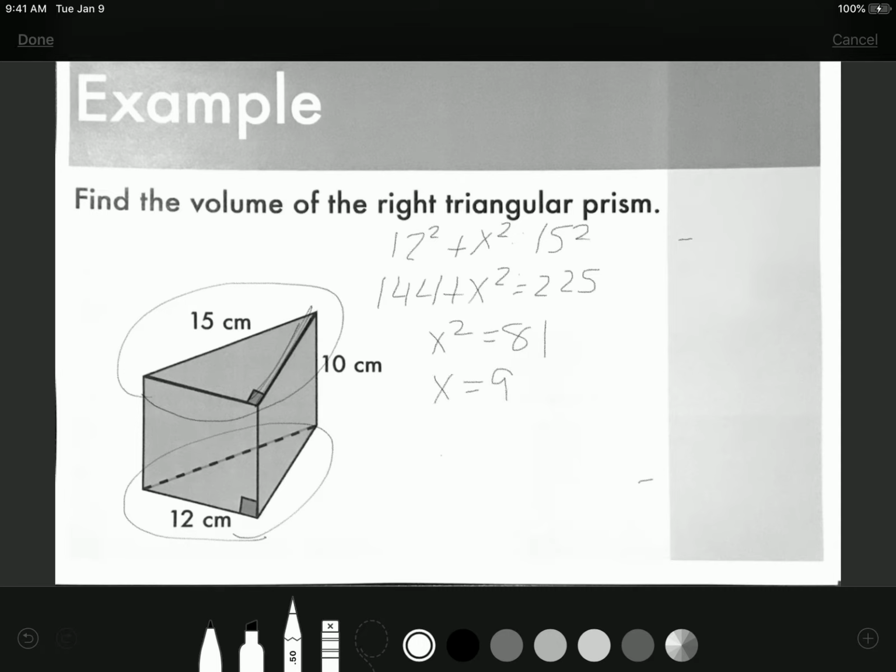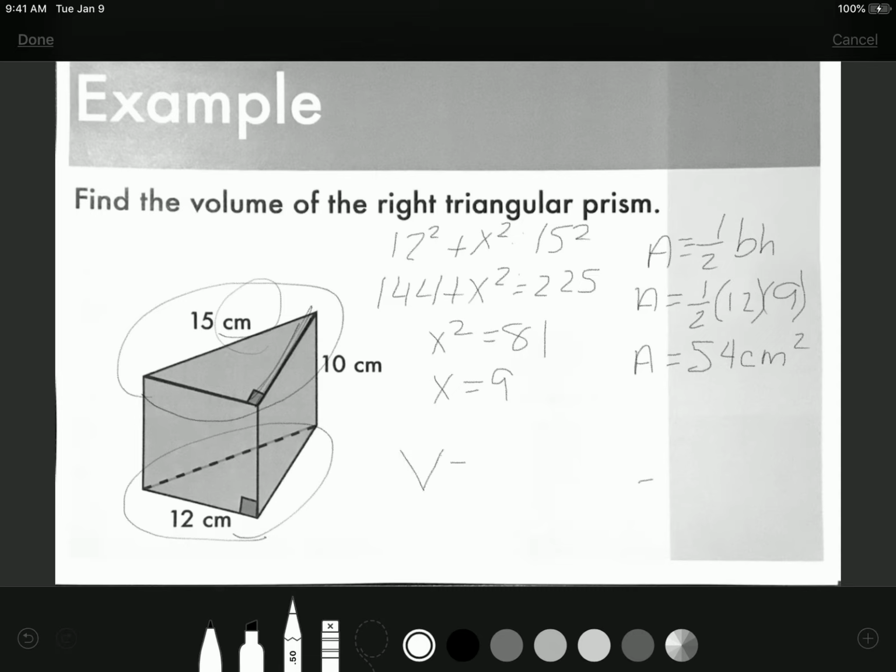So now that we have that, we're able to figure out our area of our base shape. So the area of our base shape is going to be 1/2 base times height. So that's 1/2 times 12 times 9. So half of 12 is just 6. 6 times 9 is 54. So that's 54 centimeters squared, since our units were in centimeters.